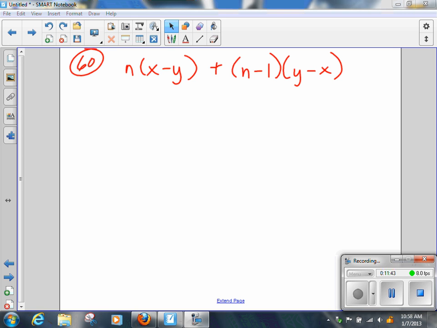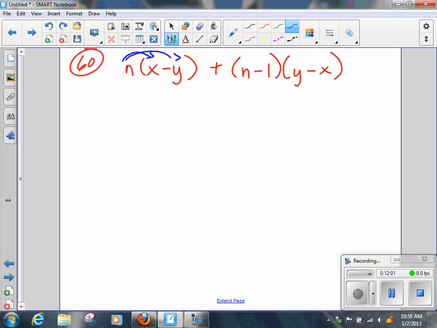Does anybody have any ideas on this one? Because I did it 2 ways. Zach, you want to distribute everything first? All right, we can do that. Here we go. So n times x is nx. N times negative y is negative ny. Y'all cool with that?